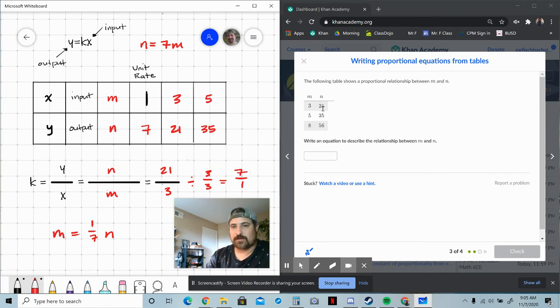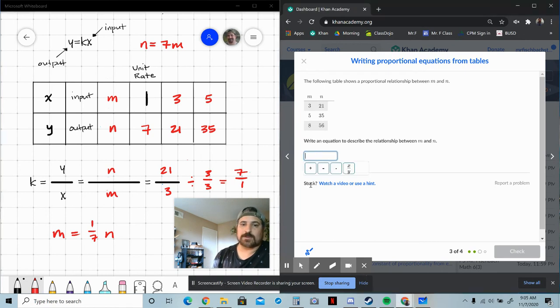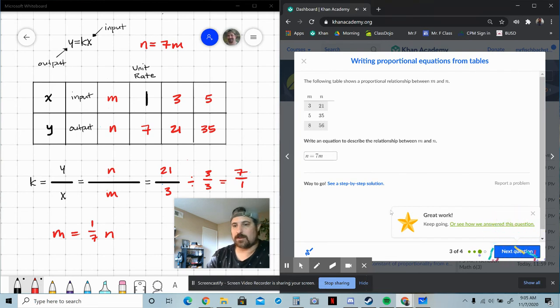If you take the n and you times it by 1/7, you get the n. Just basically divide by 7, right? So either one of those equations will work. I'm going to choose the n equals 7m. So n equals 7m, and I'm done. All right, now let's go to the next one. I'm going to reset everything for you.